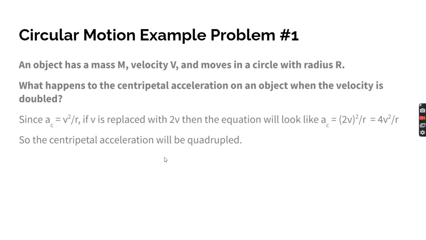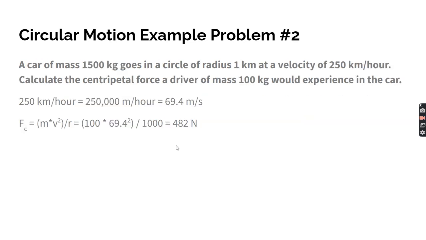So, circular motion example problem 1. If an object has mass m, velocity v, and moves in a circle with radius r, what happens to the centripetal acceleration on an object when the velocity is doubled? So since acceleration equals velocity squared over r, if v is replaced with 2v, you have a equals, in parentheses, 2v squared over r. So that'll actually be 4v squared over r. And this equation right here is 4 times this equation. So the centripetal acceleration will be quadrupled. So this is a pretty easy question on just the concepts.